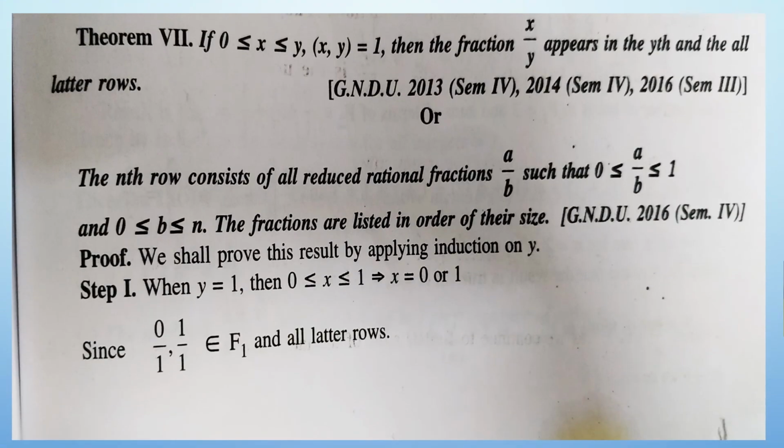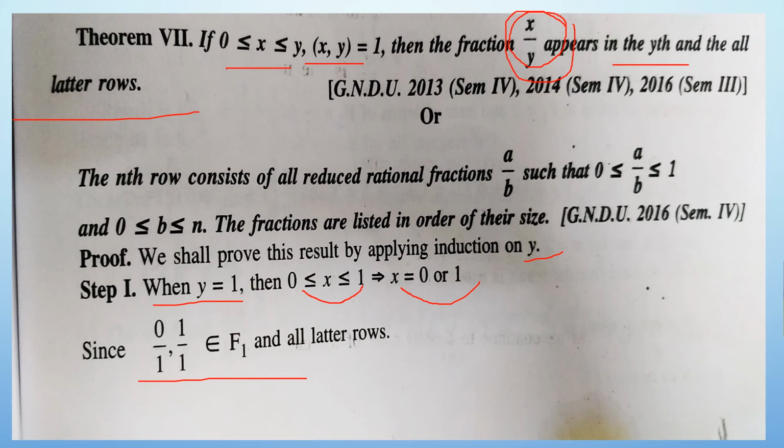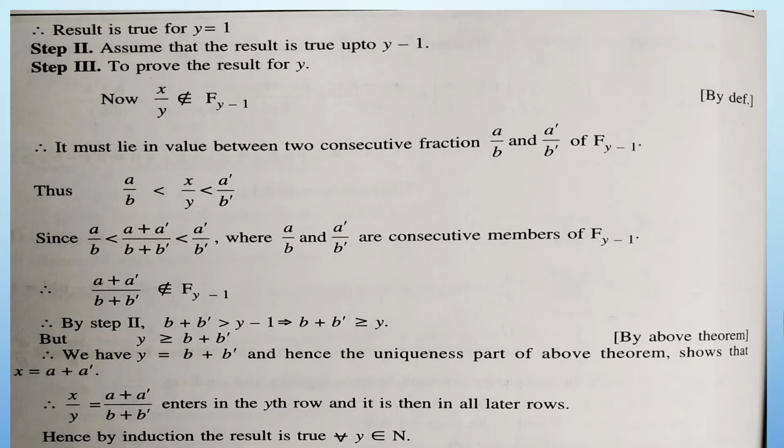Next question, theorem 7. If x is less than y and GCD of x and y is 1, then we have to show that the fraction x over y appears in the yth row and in the later rows. Okay, so we will prove this result using mathematical induction on y. Let y be equal to 1. So x lies between 0 and 1. It means x will be either 0 or 1. So there will be only two fractions, 0 by 1 and 1 by 1. These fractions lie in the first row F1 and are always contained in the other rows after that. So the result is proved for y equal to 1.